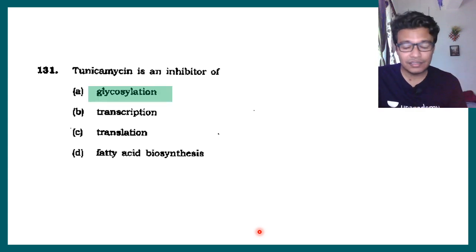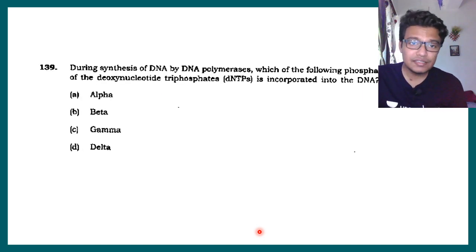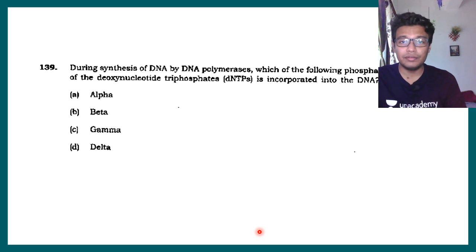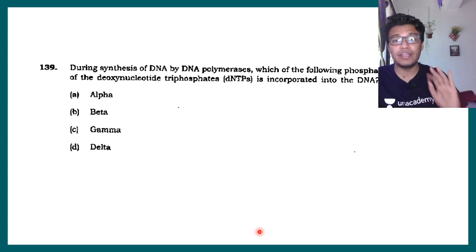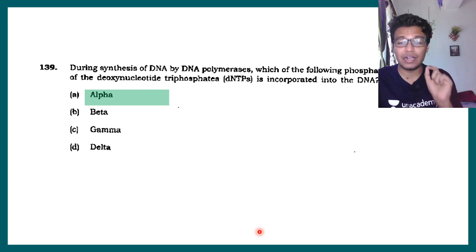Okay, glycosylation is the correct answer in this case. During synthesis of DNA by DNA polymerase, which of the following phosphate groups of deoxynucleotide triphosphate is incorporated into the DNA? Very important question. This particular question is asked all the time. So the correct answer is alpha.